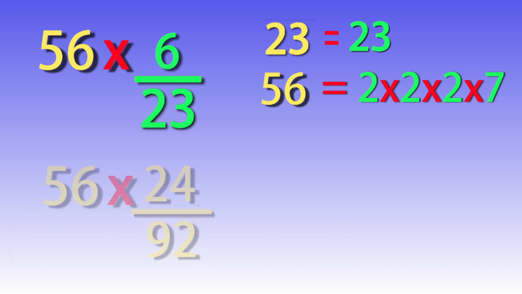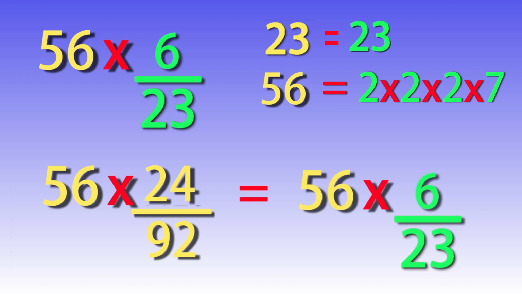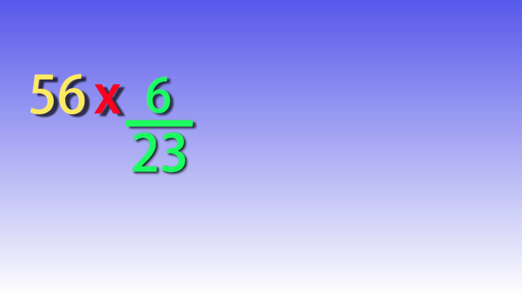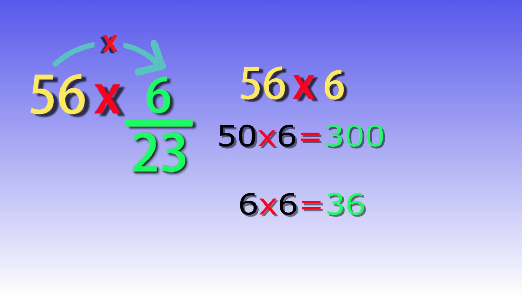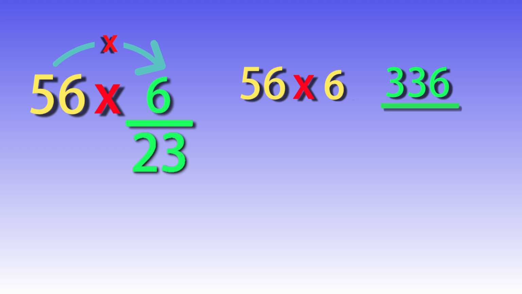So we've converted the original problem from 56 times 24 over 92 to 56 times 6 over 23. Now our numbers are in a new format. We go to step 3, where we use the simple method by multiplying the whole number by the numerator, and that's much easier. 56 times 6. You can use 50 times 6, which is 300, and 6 times 6, which is 36. So just add those two together, giving us 336. And our denominator remains as 23. So now we have the fraction 336 over 23.